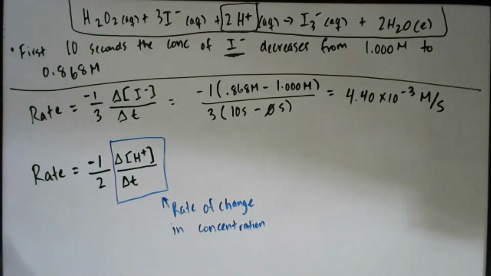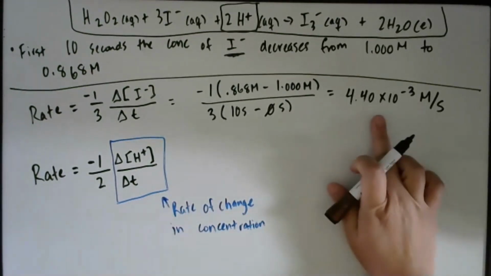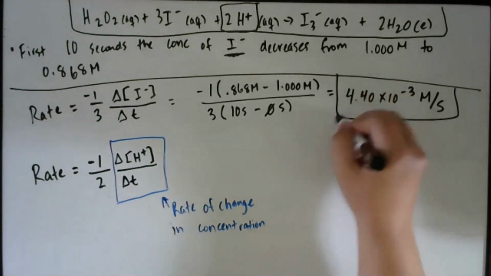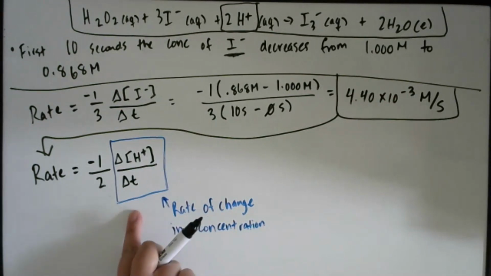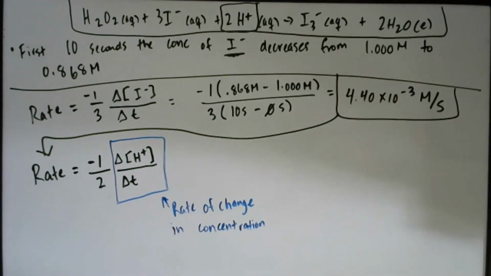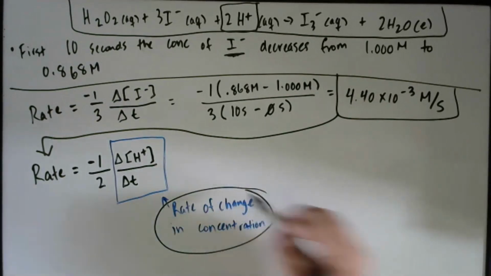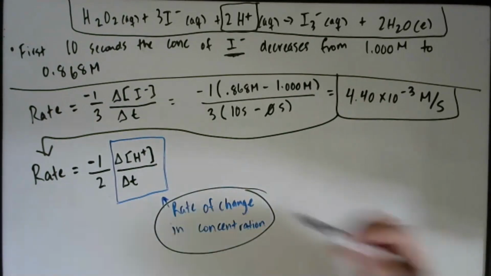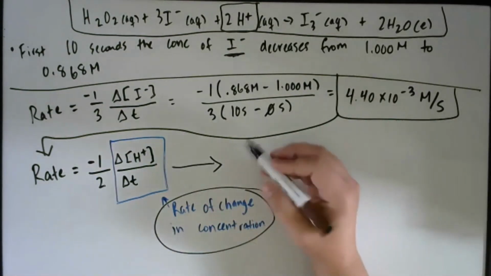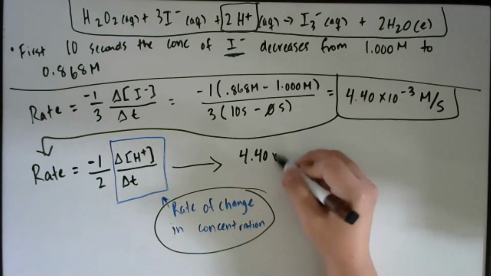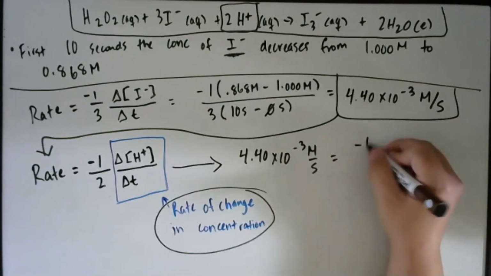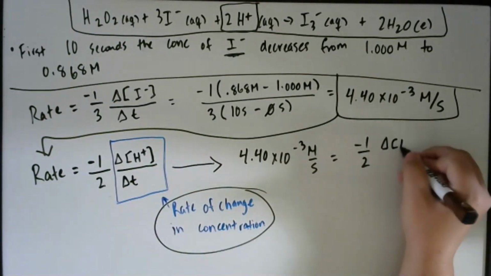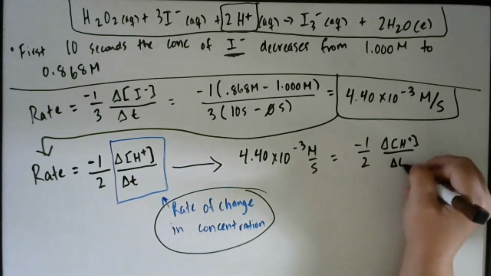Now, the good part is because we already figured out what the average rate of change is, we have a value that we can plug in here for rate. And we can then solve that expression specifically for delta H+ over delta t, which is what we're talking about when we say the rate of change in concentration. So if we set this up, we have 4.40 times 10 to the negative 3 molarity per second, and that's going to equal negative 1 over 2 delta H+ over delta t.